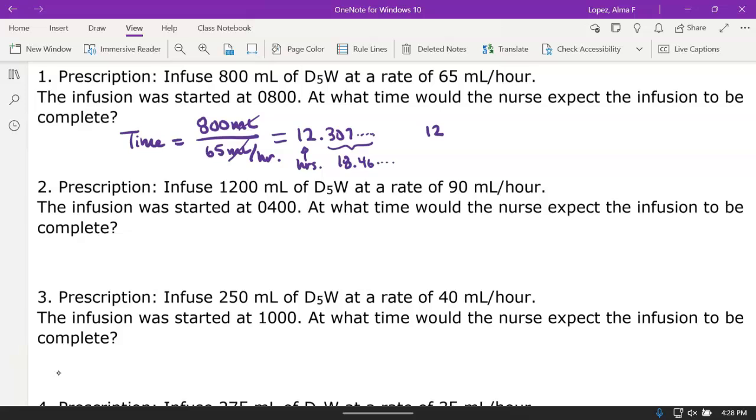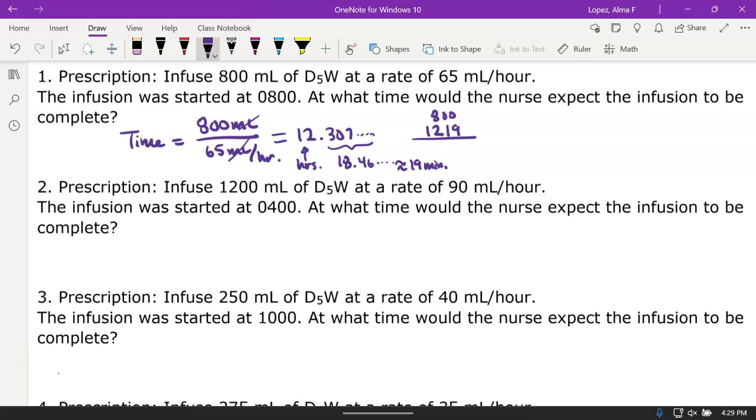I'm going to get 18.46, blah, blah, blah. So it's about 19 minutes. So you multiply the decimal by 60 to get the number of minutes. So now I've got 12 hours, 19 minutes. This thing started at 8 o'clock in the morning. So what time will this infusion be complete? When I add those together, it is 2019, and that's the answer that we're looking for.